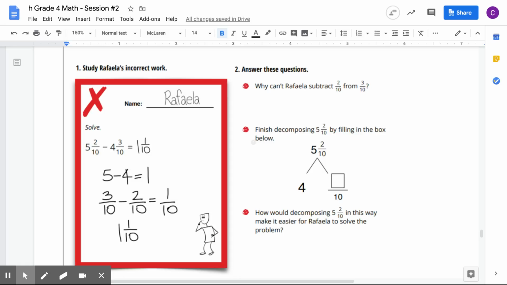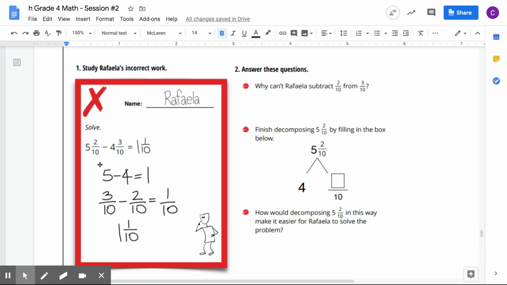This is part two to question one for April 28th, Tuesday, grade 4 math. So there's a big X on this page. It says study Rafaela's incorrect work. It says solve 5 and 2/10 minus 4 and 3/10 equals 1 and 1/10.